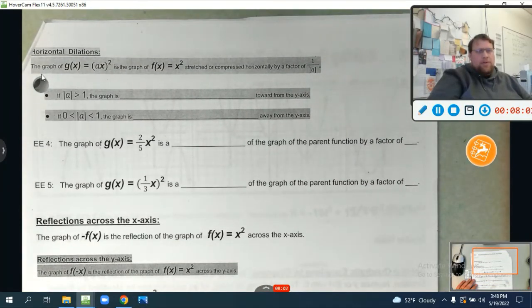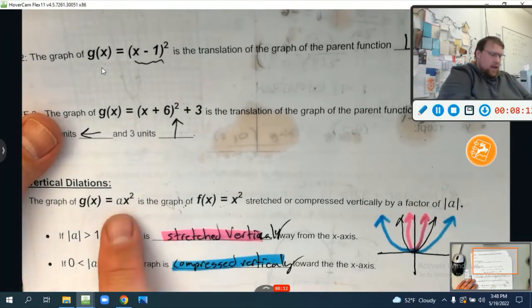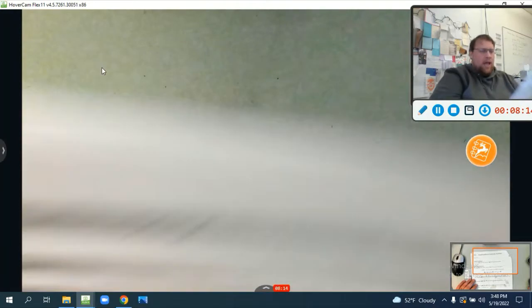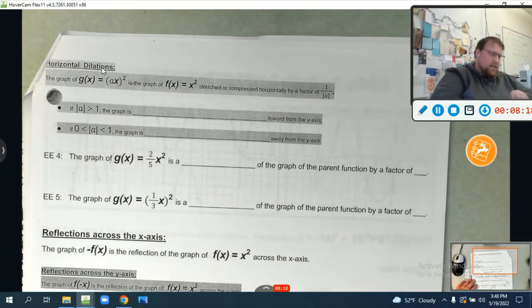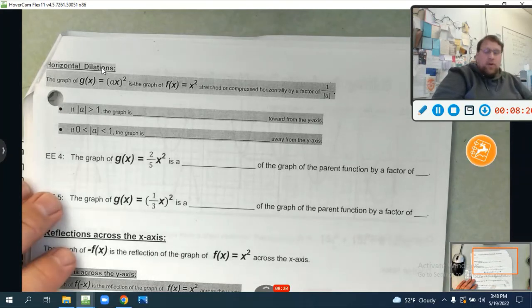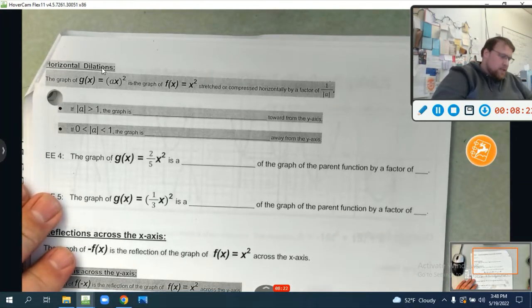Okay, so now we have the graph of g of x equals ax squared. Notice the difference. There's parentheses now around the a and the x. Right here, that vertical dilation, that a and x are on the outside of the parentheses, but now we have them inside the parentheses. Whenever you see them inside the parentheses, that is going to be a horizontal, either compression or stretch. But let's talk about it.